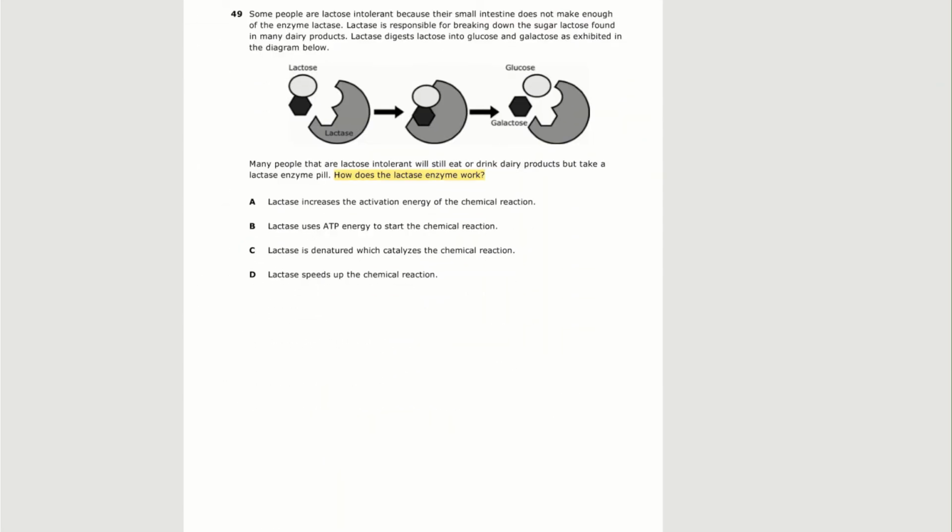Shame on you if you got this wrong. How does lactase enzyme work? What is happening? Here is lactase. Oh, look, it combined. And then here is lactase still. And it made lactose change into glucose and galactose. What did it do? It made a reaction occur, right? But it separated it here.